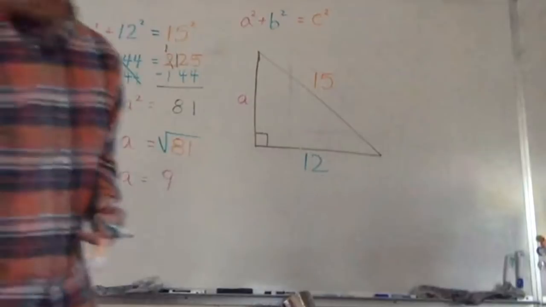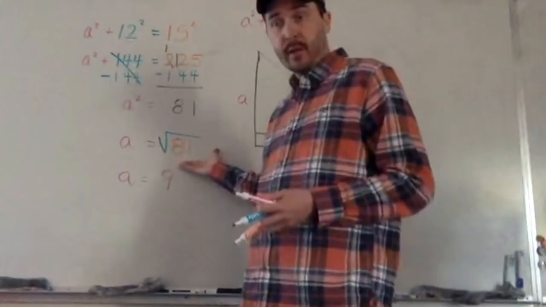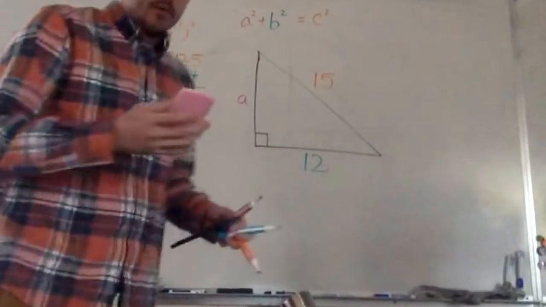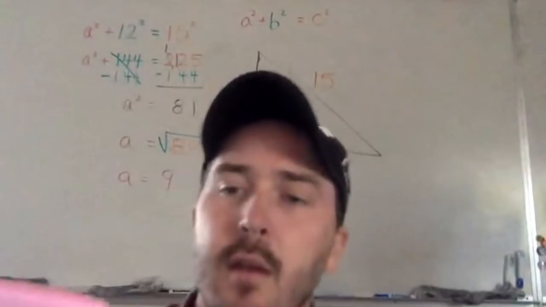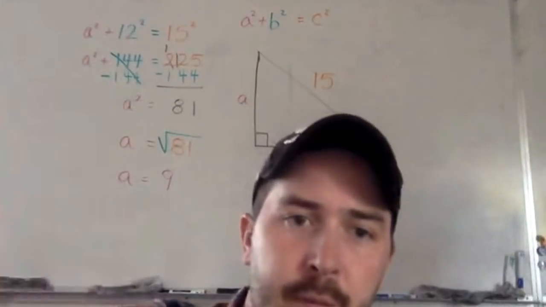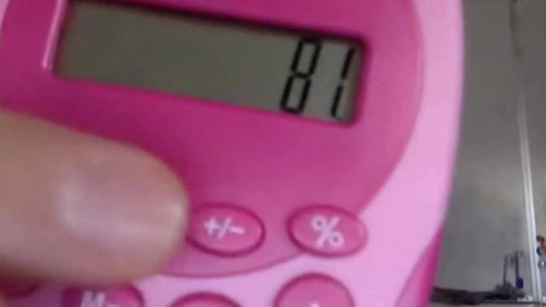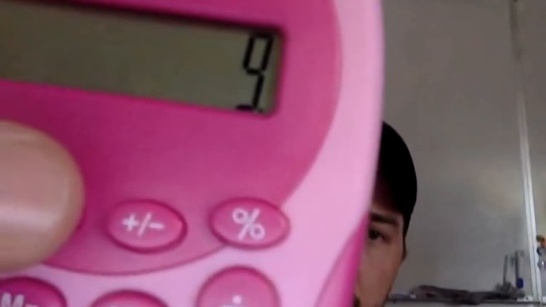Now again, if you do not know what the square root of 81 is, that's fine. If you need to find the square root of a number, use a calculator. See the square root sign? Use that button and type in 81. Then I'm just going to press the square root button. And look, I get 9.